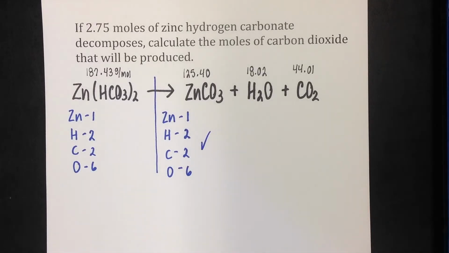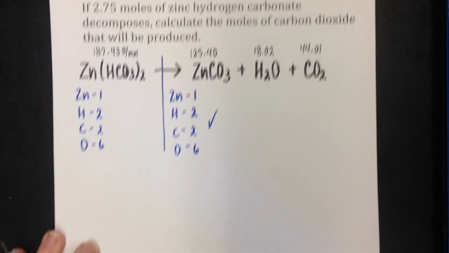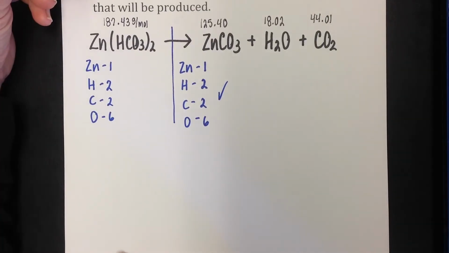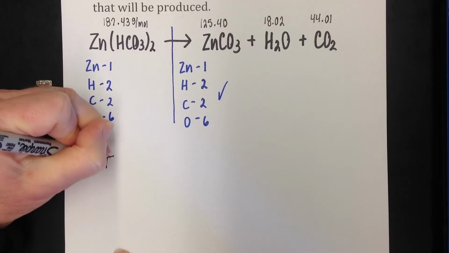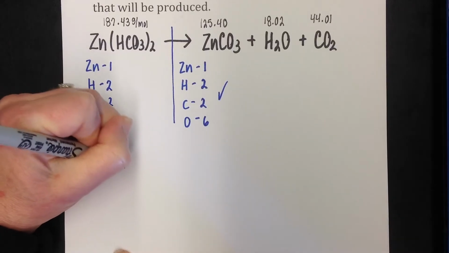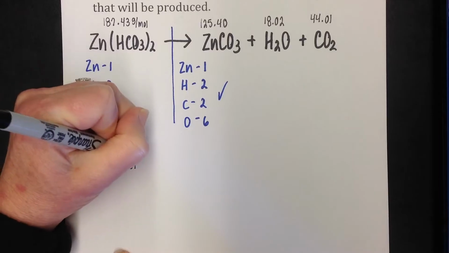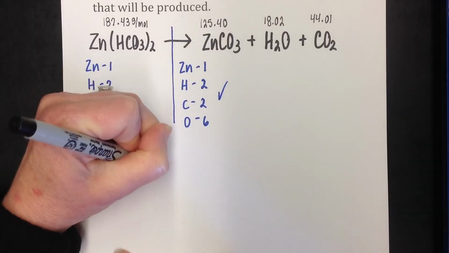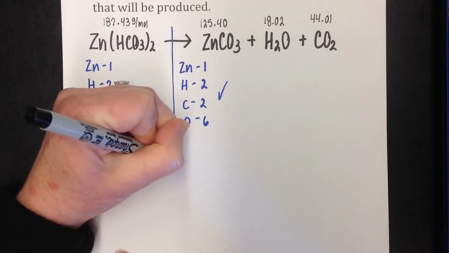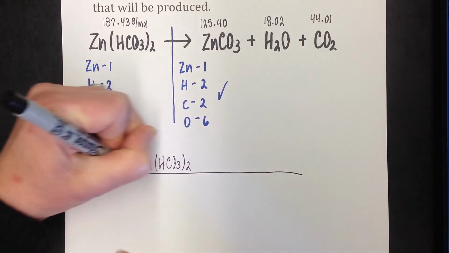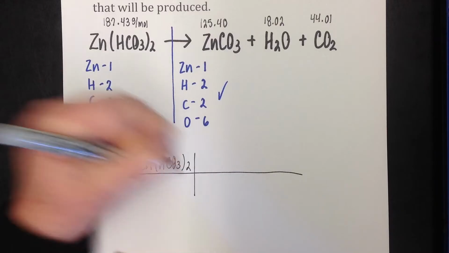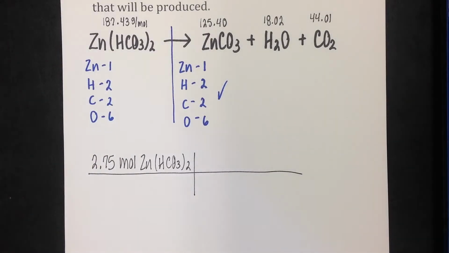So the first thing we're going to do is write down the given. And the given is 2.75 moles of zinc hydrogen carbonate. Go ahead and draw your line there. You might have to make it a little longer. If you do, that's fine. So I've written down my given.